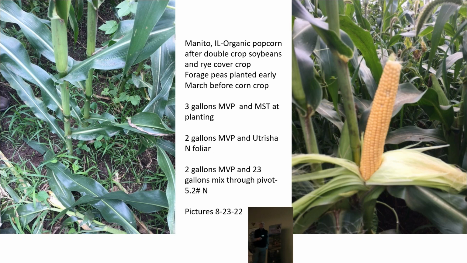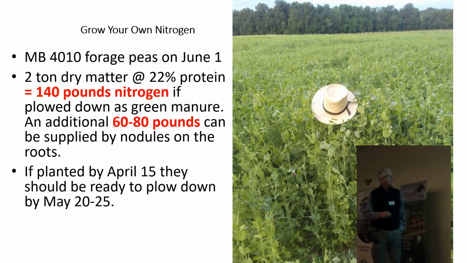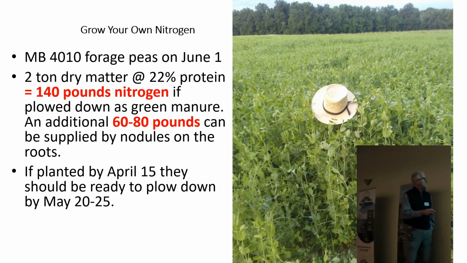So here's the picture of the forage peas growing as a cover crop. So 2 ton of dry matter has the potential to provide 140 pounds of nitrogen. And this is John Daniels' area, northeast Ohio. He says if they plant it by April 15th, they should be ready to plow down May 20th to 25th. So that's going to vary, depending on your location. But if you have the chance to get them seeded in early spring, it is a potential to really grow some of your own nitrogen and cut back significantly on purchased nitrogen.